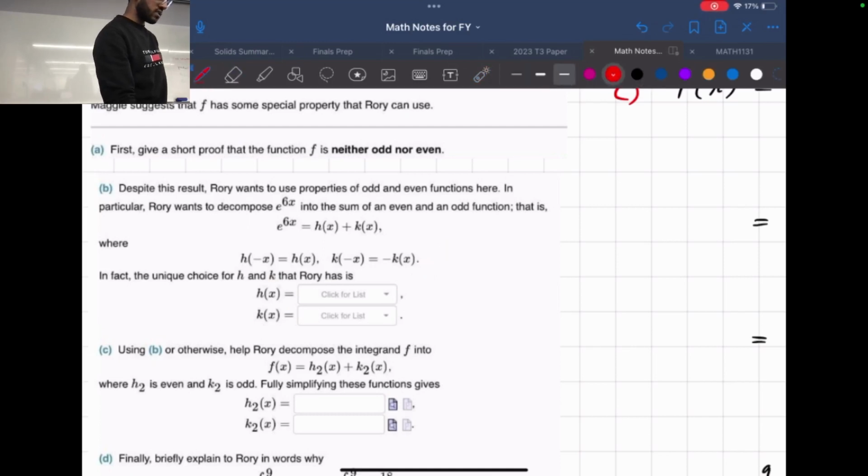Is it different? Is it e to the minus 6x here? Oh, is the question different? Wait, let me take a look. Oh, do you have it?